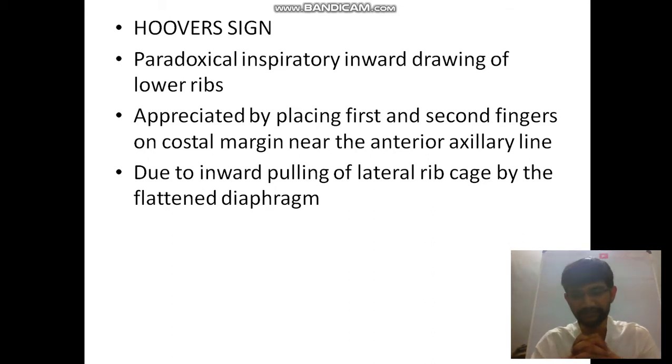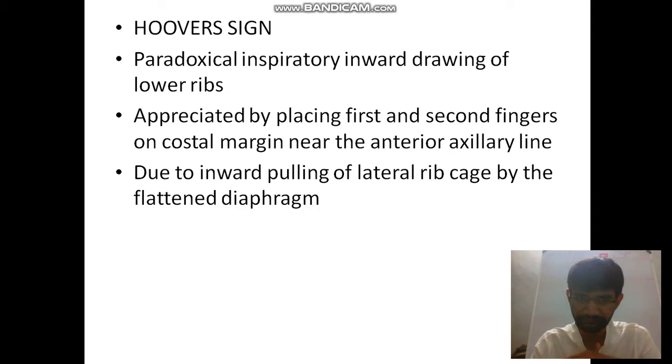So what does it exactly mean? Hoover's sign means that there is a paradoxical inspiratory indrawing of the lower rib cage. As you all know, during inspiration the chest wall moves outward and upward. But here in Hoover's sign, it's moving inward.